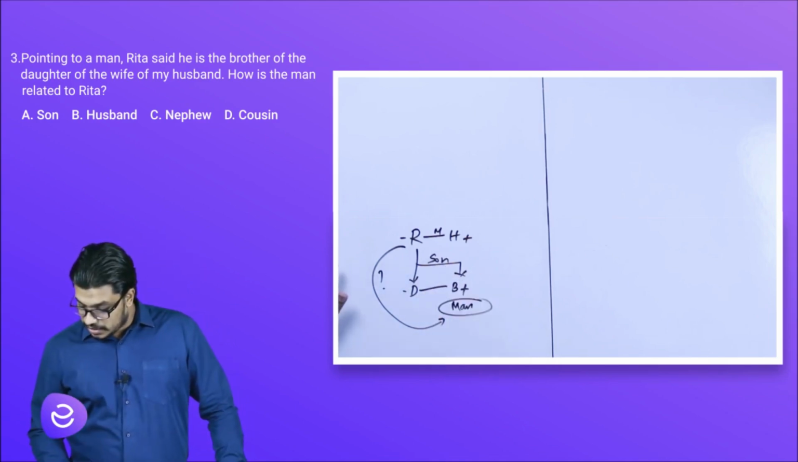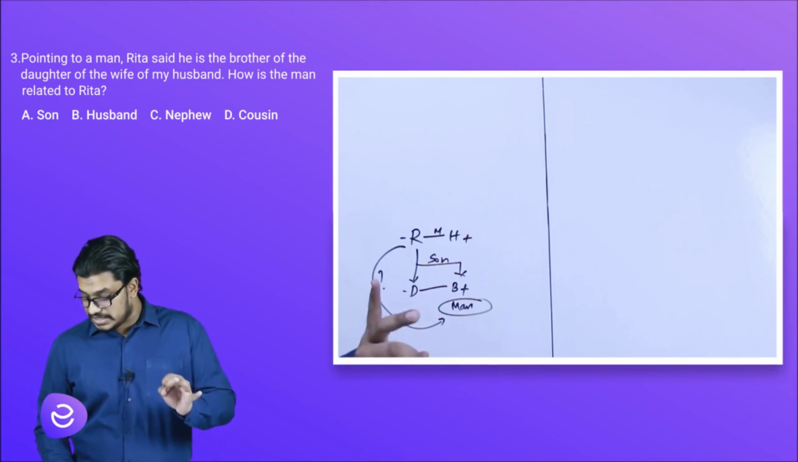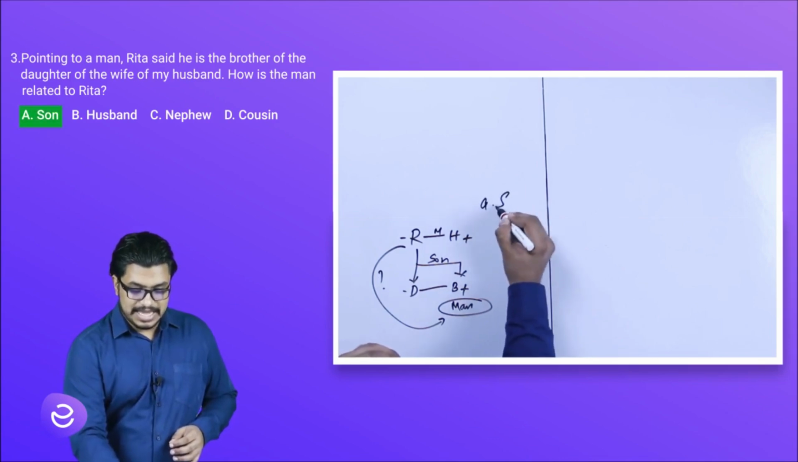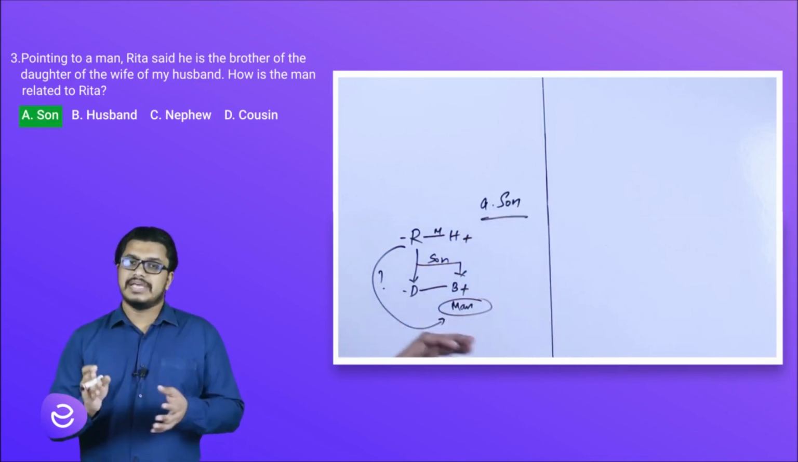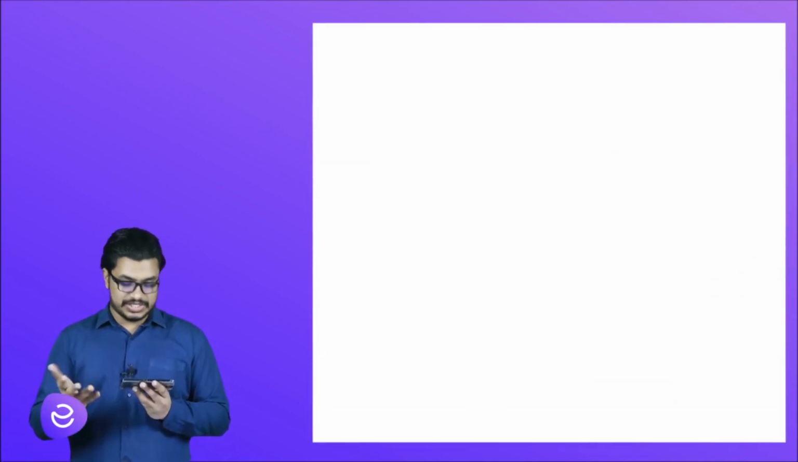Our options are A son, B husband, C nephew, and D cousin. So the answer would be A, son. This is more or less a very simple question. Now the next sample question, the fourth question.